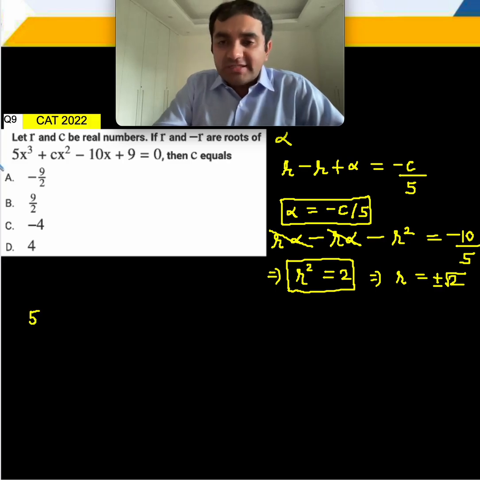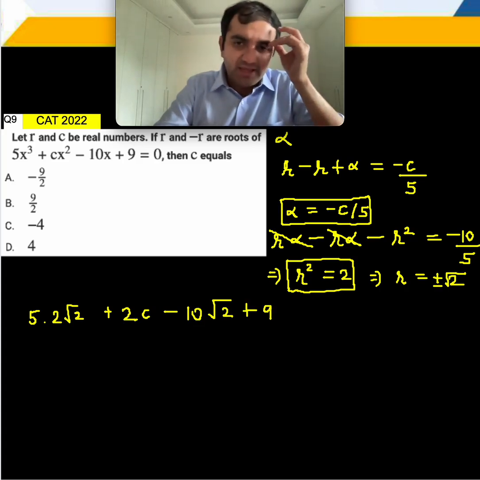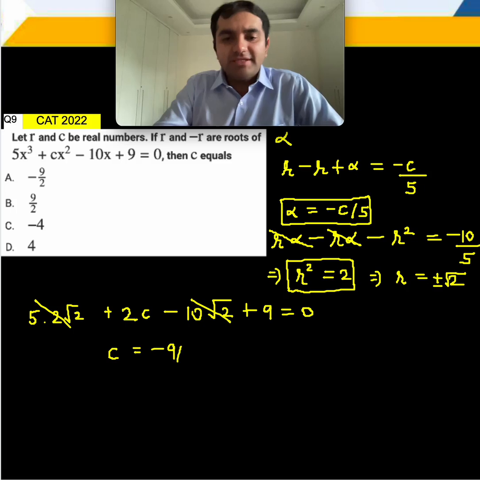5x क्यूब, let's take x as root 2, so x क्यूब हो जाएगा 2 root 2. 5 into 2 root 2 plus c into 2, x square 2 हो जाएगा, r square 2 हो जाएगा, minus 10 into root 2 plus 9. Excellent. So आपका 10 root 2 cancel हो गया and c is equal to minus 9 upon 2. The answer is A part for question number 9.